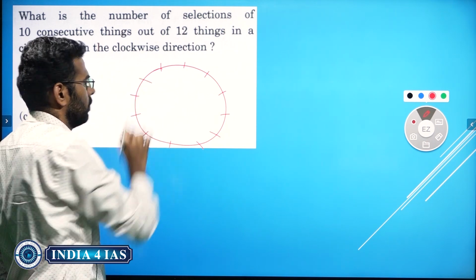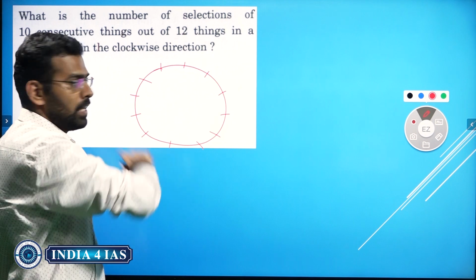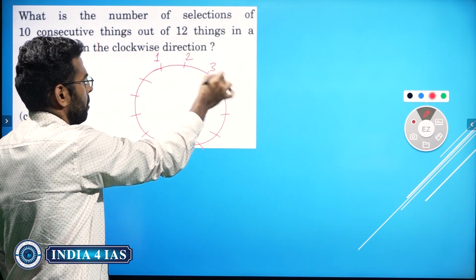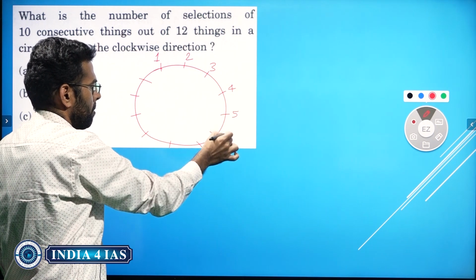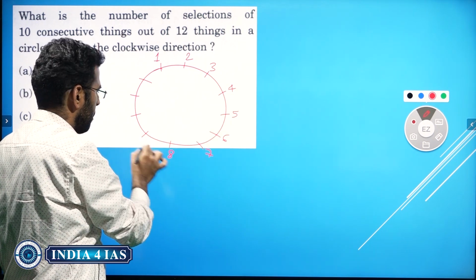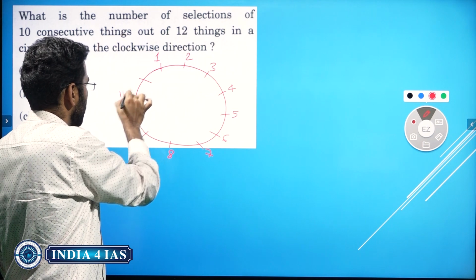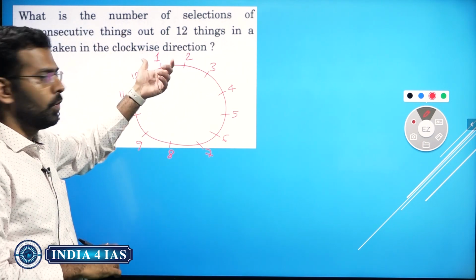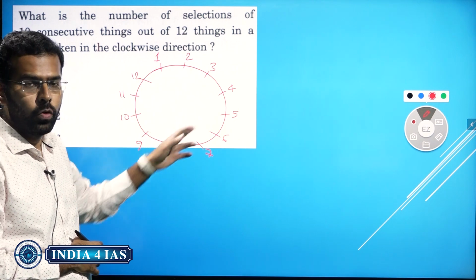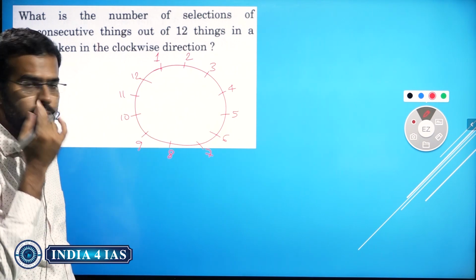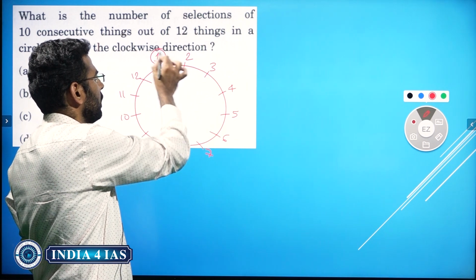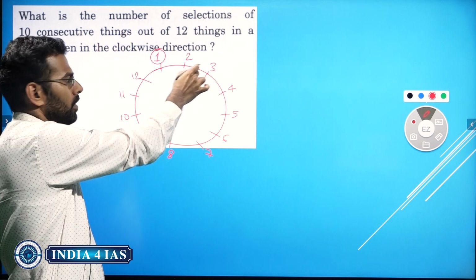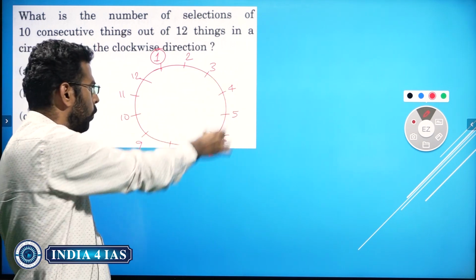10, 11, 12. So 10 consecutive things. Now, see what he is saying: you have to select 10 consecutive things out of 12. What are the different possibilities of selections? If you start from 1, it is 1 to 10. If you start from 2, it is 2 to 11, then 3 to 12, then 4 to 1, like that.